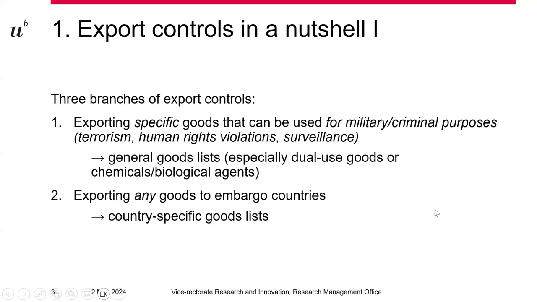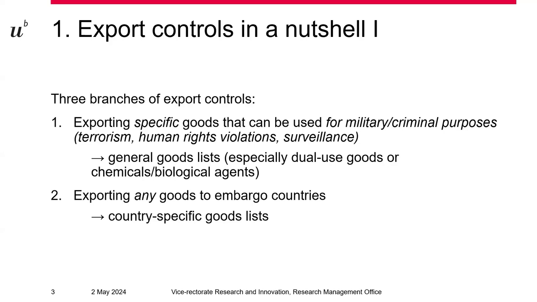The second branch concerns embargoes. I'm sure you've all heard about embargoes, especially now. Since the Russian invasion in Ukraine, Russia is a famous embargo country. So the system works like this. A country would have a general embargo law and then country-specific embargo regulations, which themselves also then may contain goods lists. And these goods lists are country-specific.